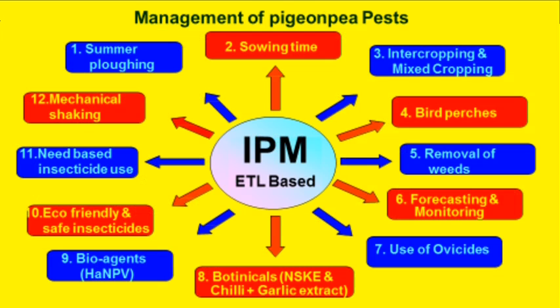So which are the different things included in the IPM techniques of pigeon pea? The first one is summer deep plowing. It is the best technique. It is one of the cultural methods. Then sowing times, or we can adjust the sowing times. Then intercropping and mixed cropping, bird perches, removal of weeds, forecasting and monitoring, use of ovicidal insecticides, use of some botanical insecticides. Then some of the bioagents we can also use. Then eco-friendly and safe insecticides, need-based insecticide use, and mechanical shaking of the plants in case of Helicoverpa armigera.